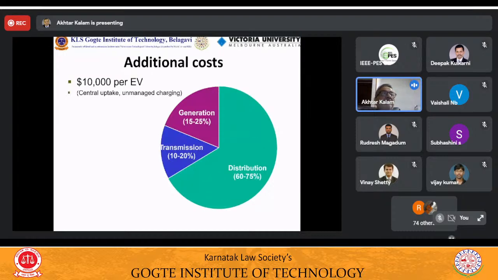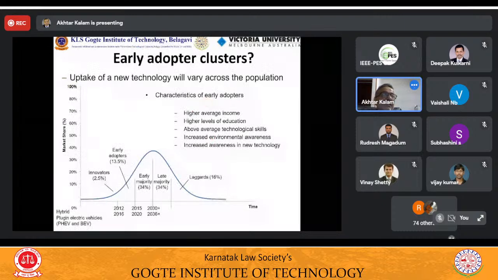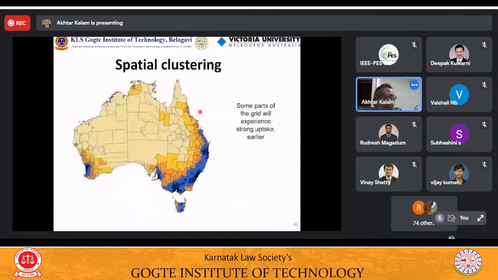And the young people, especially the early adopters clusters, are the ones who will take the new technology. They will be the ones having higher average income, their level of education is higher, they have above average technological skills, and they are aware of environmental impact, and they want new technology. Look at that. They will be the ones who will be taking up the electric vehicle first. And as I was talking about the spatial clusters, you will see that this is the cluster that will take up the electric vehicles. That is Melbourne, that black spot. This is New South Wales in Sydney.